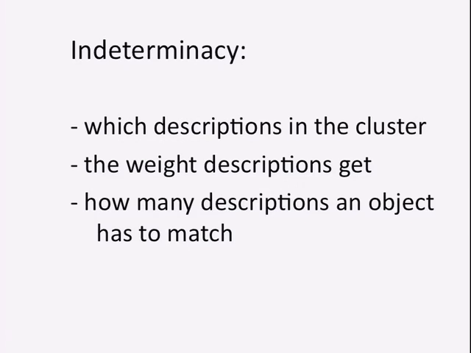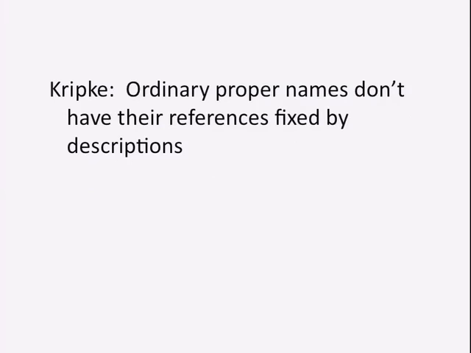There might be some indeterminacy as to just how many of those descriptions an object has to match to be the one you're referring to. And there might be some indeterminacy about what's in the bag in the first place. But still in all, often enough, that cluster of descriptions would single out a unique object. Kripke's argument is that's not the way it works.